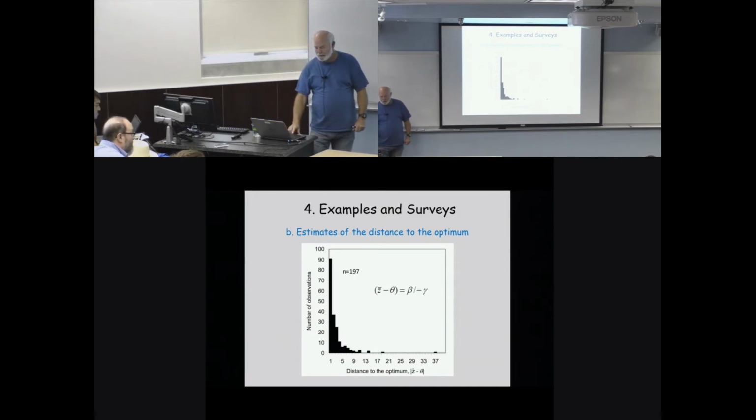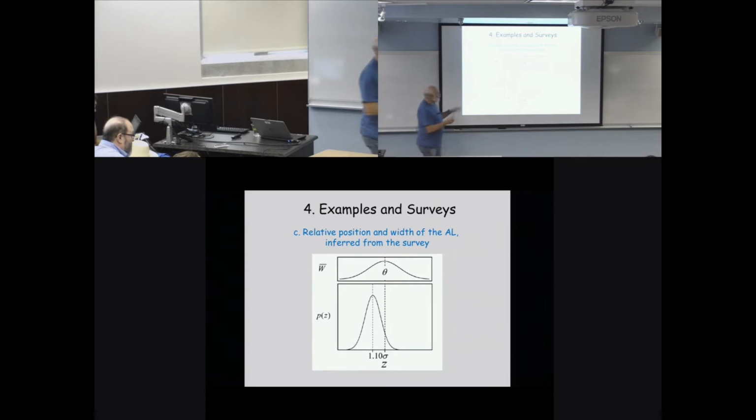Okay. Ready? So if we put those two things together and say, given that distribution of distances from the optimum, let's take the modal distance from the optimum, and the modal value for the width of the adaptive landscape. What would that picture look like? And here's the picture of a modal situation.